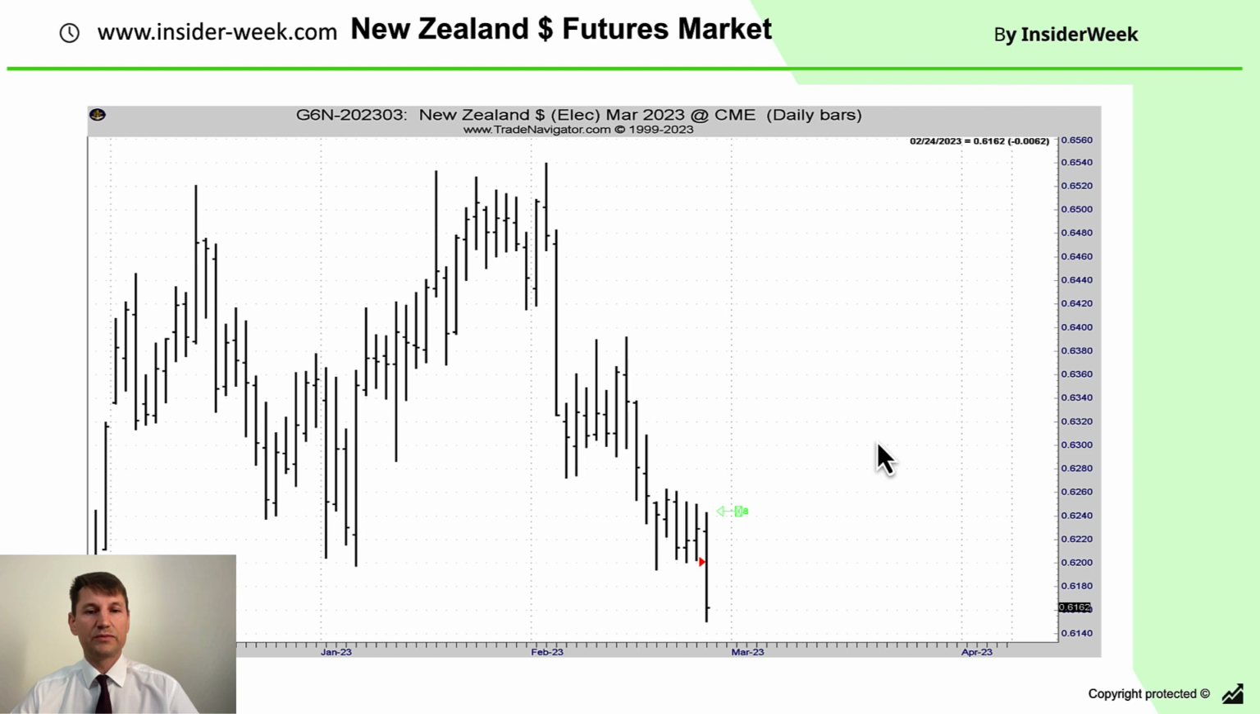This is an open position in New Zealand dollar. We are 8 contracts short in this market, and the position is still open.